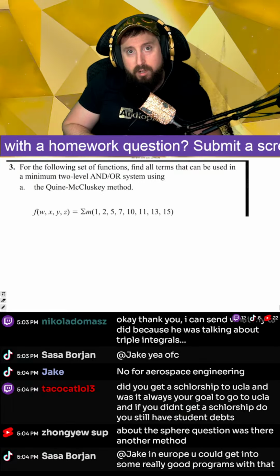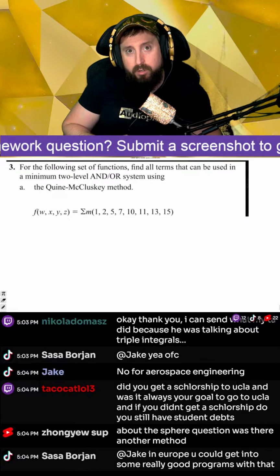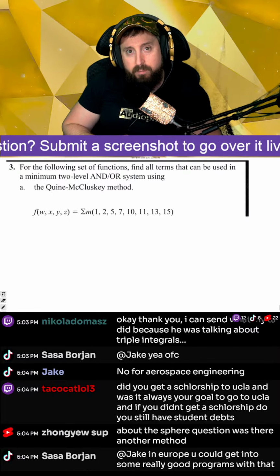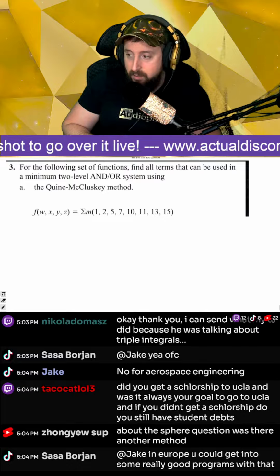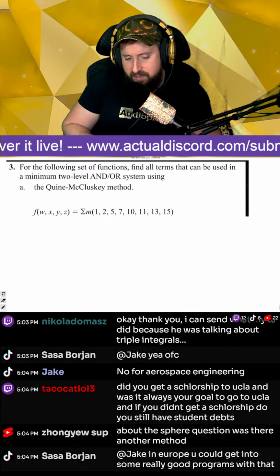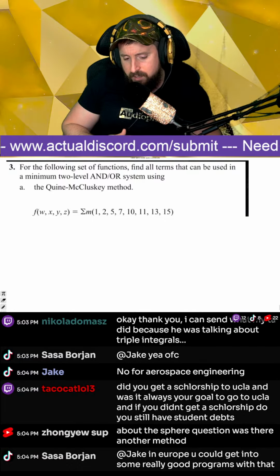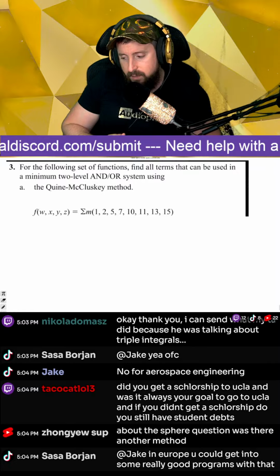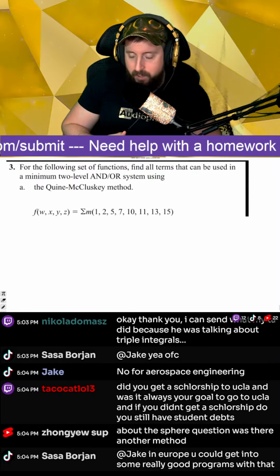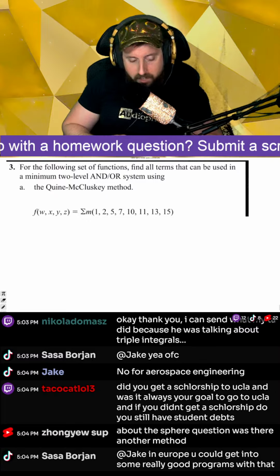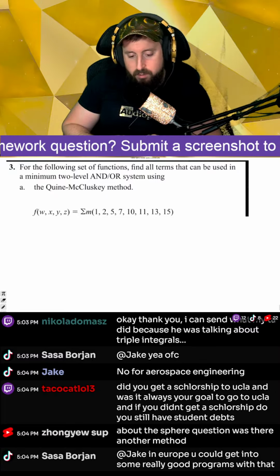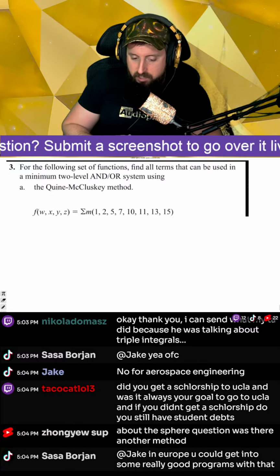Did you get a scholarship to UCLA, or was it always your goal to go to UCLA? And if you didn't get a scholarship, do you still have student debts? I went to UT for my undergrad, and because that's in-state tuition, I think it was only like 10 grand a year. And I was fortunate enough, my parents paid for that. So they paid whatever, the 30, 40 grand for me to go to UT for 4 years. So that was really nice of them. UCLA, I went to do my PhD.